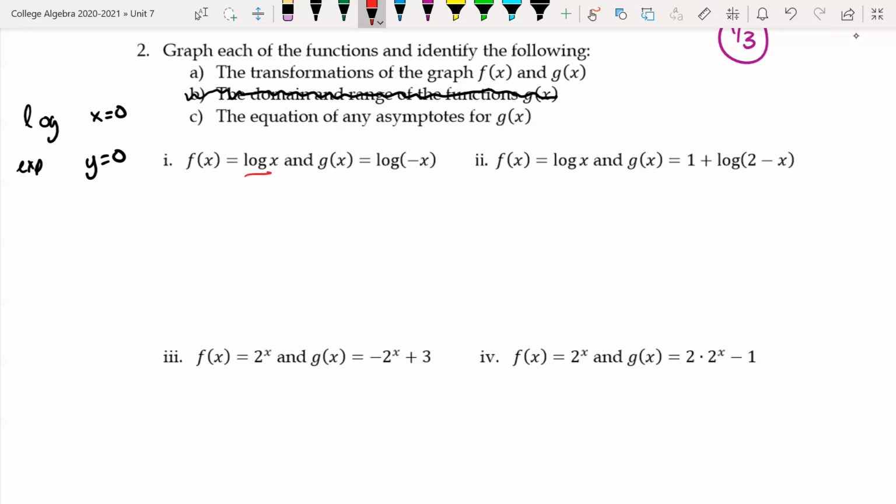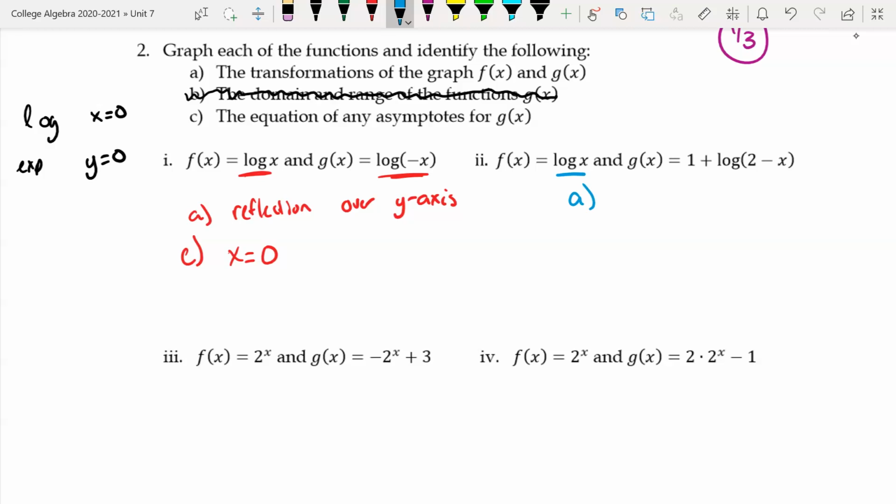So this first one, here's what I started with. Here's what I ended up with. So remember, that's a reflection over the y-axis. Now think about this. If I have a log equation, I flip over the y-axis, it's still not going to change my asymptote. So it's still x equals 0.